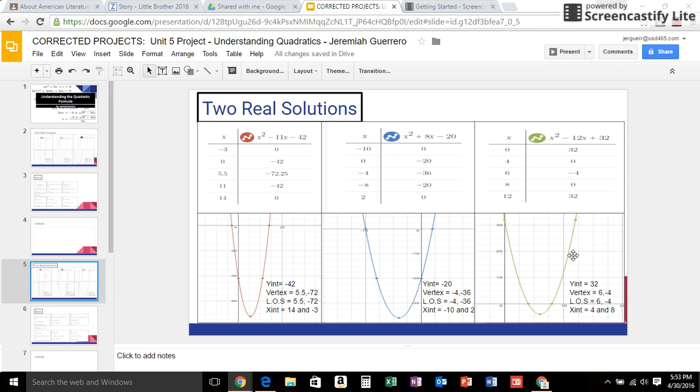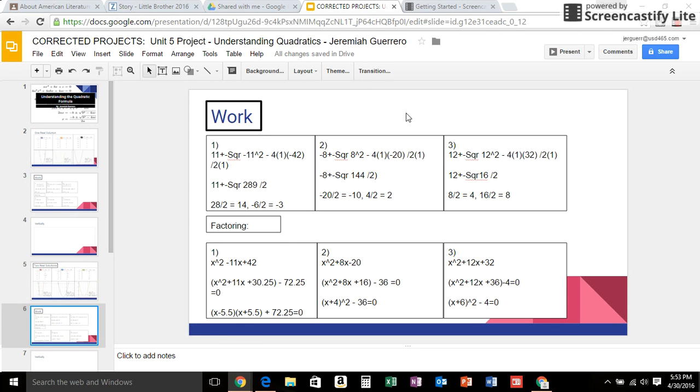And finally, for the last equation with 2 real solutions, the y-intercept is at 32, and its corresponding point. The x-intercepts are 4 and 8, and the vertex is (6, -4), as well as that's where the line of symmetry is located. The work is done here as well.